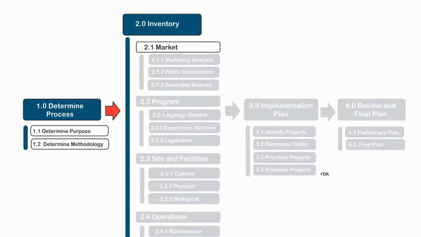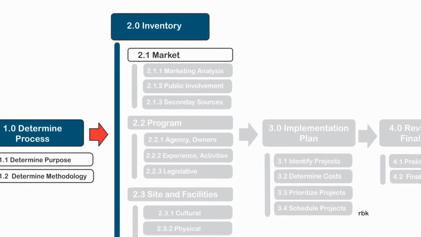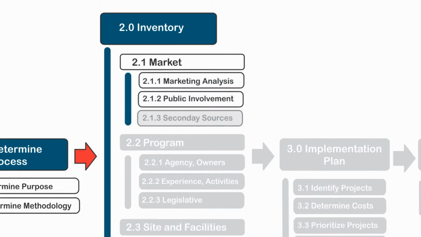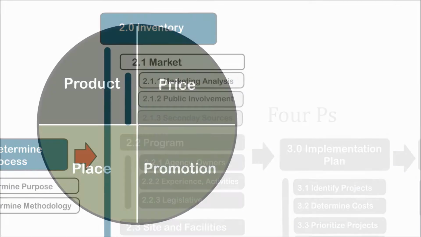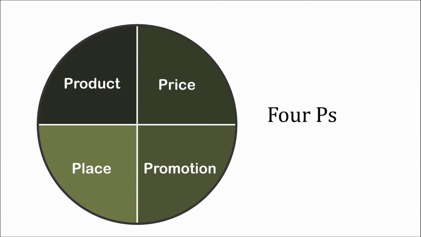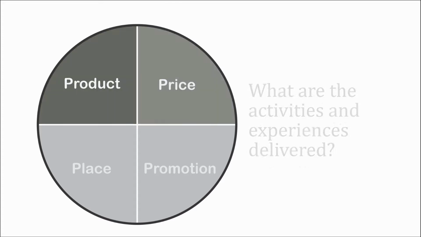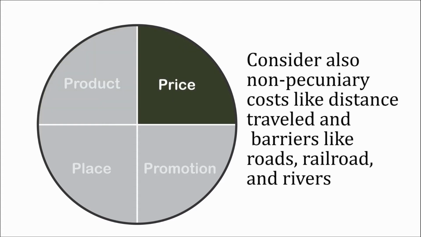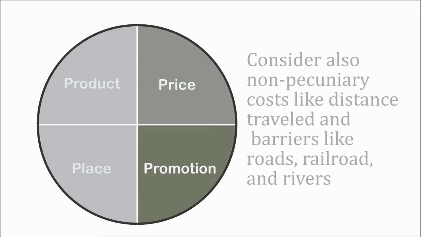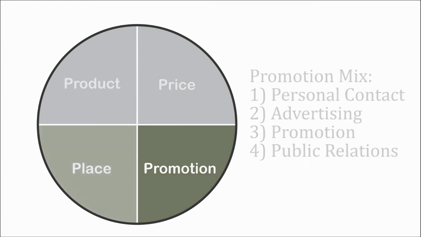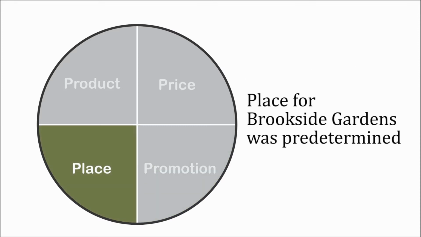Determining the market is subdivided into marketing analysis, public involvement, and the use of secondary sources. The 4 Ps provide a good starting point for performing a marketing analysis. The first P is the product or program provided. Price includes fees and charges. Promotion focuses on attracting the public to the facility. Place, or the location of the gardens, was predetermined.